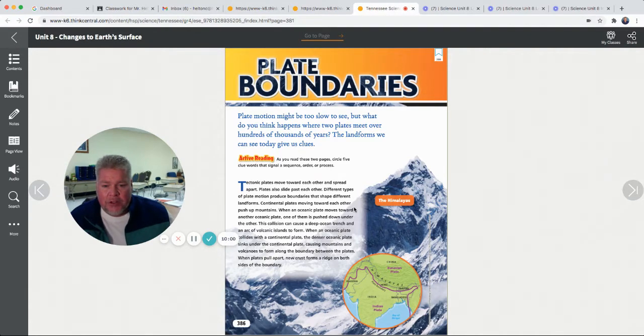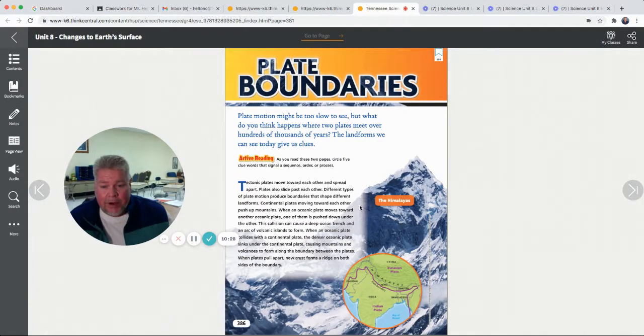Continental plates moving toward each other push up mountains. When an oceanic plate moves toward another oceanic plate, one of them is pushed down under the other, and this collision can cause a deep ocean trench and an arc of volcanic islands to form. When an oceanic plate collides with a continental plate, the denser oceanic plate sinks under the continental plate, causing mountains and volcanoes to form along the boundary between the plates.